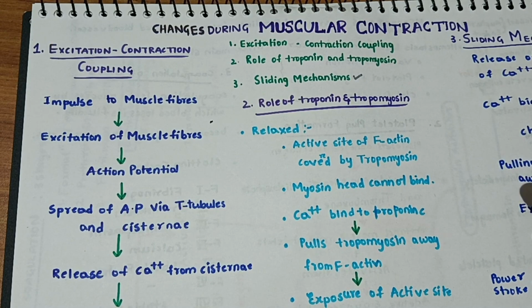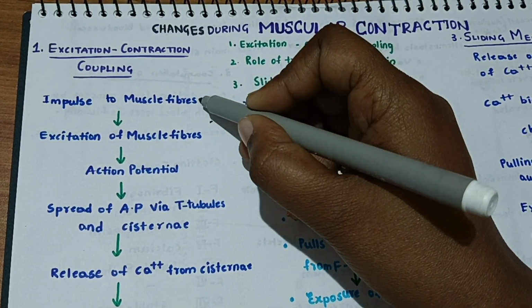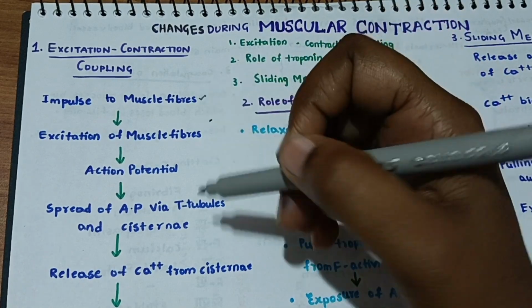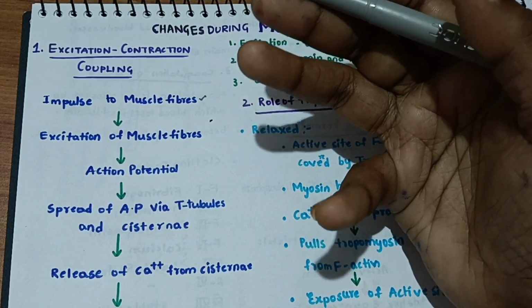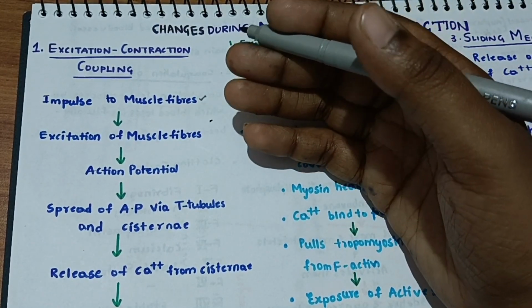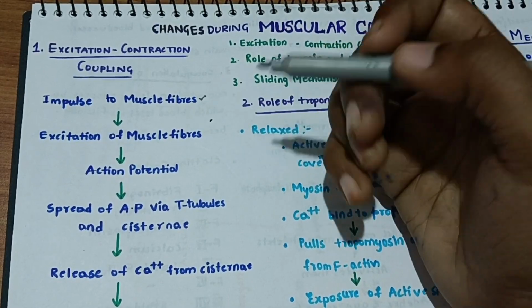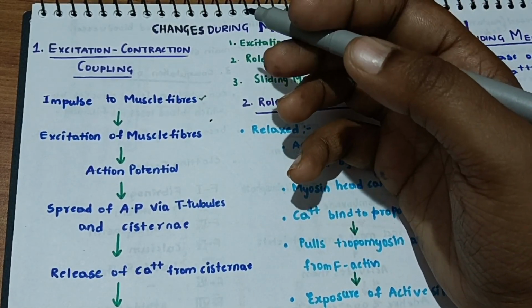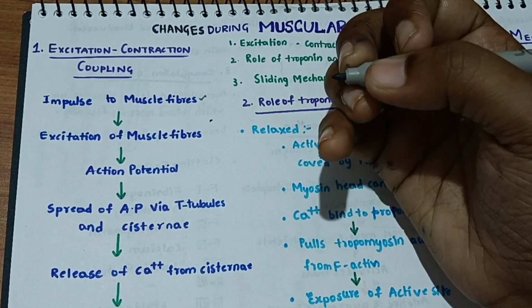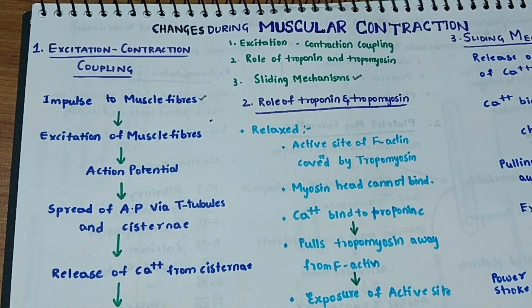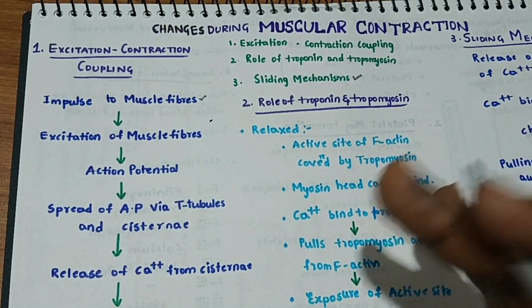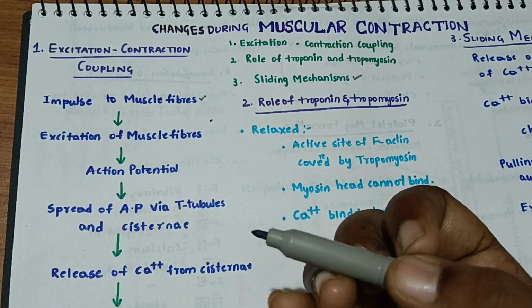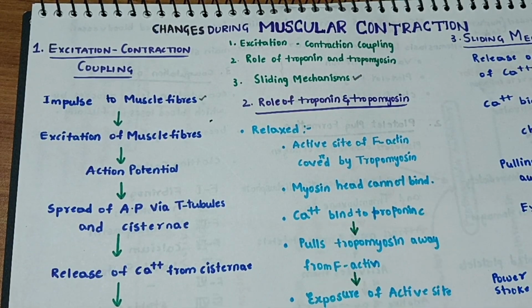What is it? Whenever a muscle fiber is stimulated, when any impulse reaches the muscle fiber, there will be excitation of the muscle fiber. Whenever a stimulus is given to a muscle fiber, it shows excitability, and that leads to generation of an action potential. Obviously we know that, right? In the last class we discussed that whenever the stimulus is given, the muscle fiber shows an action potential. The spread of the action potential is through the T tubules, the transverse tubules, which contain cisternae. Whenever the action potential is generated, it spreads via the transverse tubule and reaches the cisternae.